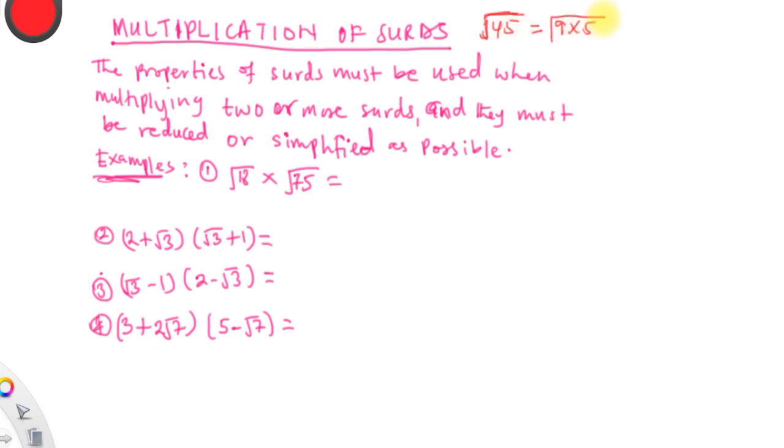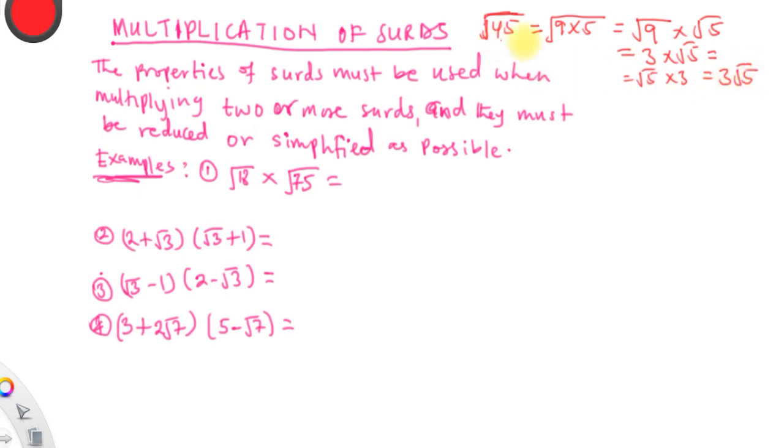So square root of this is equal to, you separate them as usual, square root of 9 times square root of 5. What is the square root of 9? Square root of 9 is 3. Then times square root of 5. So the final answer is 3 times square root of 5, which is 3 root 5. This is the rational multiple.